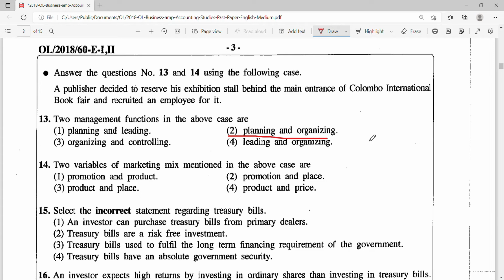So as a publisher putting a stall in the International Book Fair, he is trying to advertise the book he has published to gain demand. So the two variables of marketing mix mentioned in this case are place and promotion. So answer is answer 2, promotion and place.